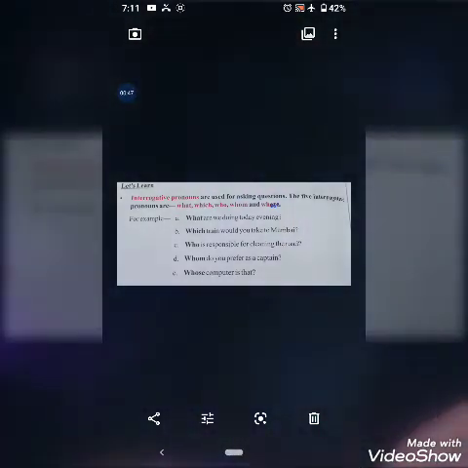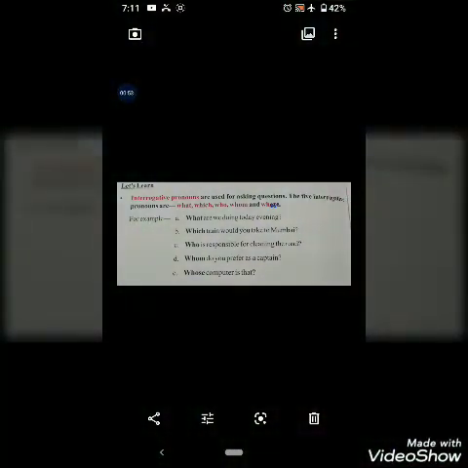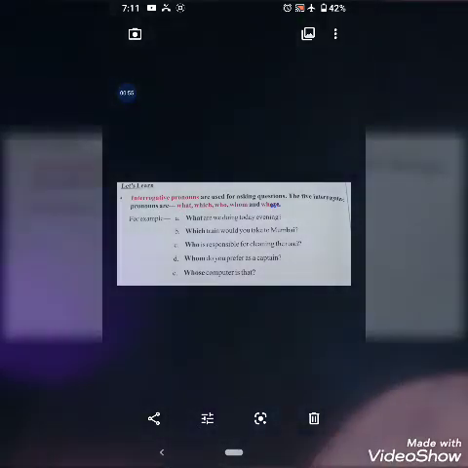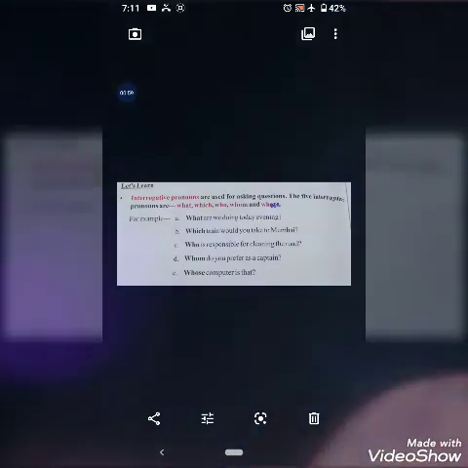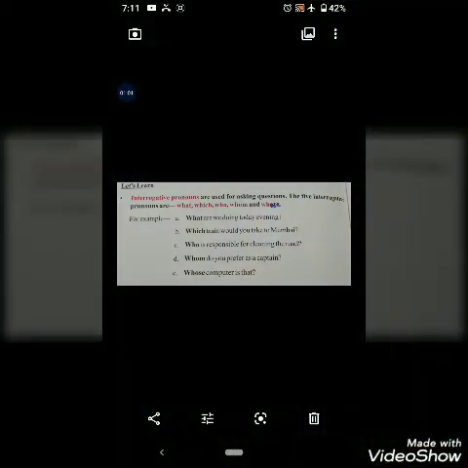Whom do you prefer as a captain? Aap captain kise banana chahoge? Whose computer is that? Wo computer kiska hai? So these questions, these words which are used to form questions are called interrogative pronouns. I hope it is clear to you.